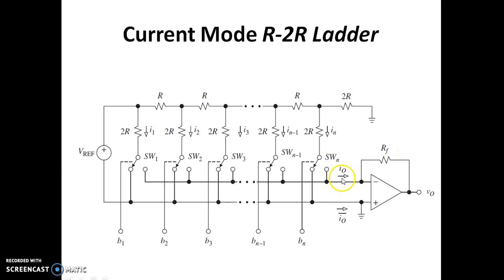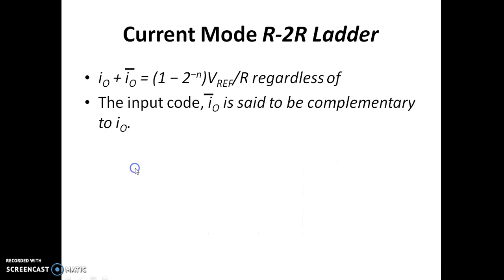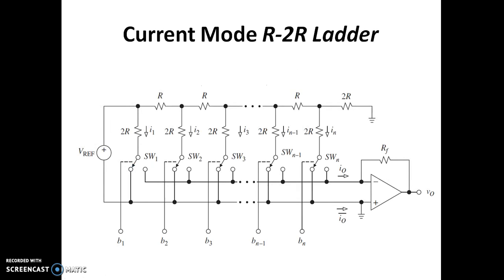We can see the current will flow to the inverting terminal or to the non-inverting terminal depending on the switch bit position, whether B0 or B1 is 0 or 1. In all the switches, the switch will be either connected to the non-inverting terminal or the inverting terminal depending on the bit position, 0 or 1. If the bit value is 0, all the switches will be connected to the non-inverting terminal. If the bit value is 1, it will be connected to the inverting terminal of your op-amp.